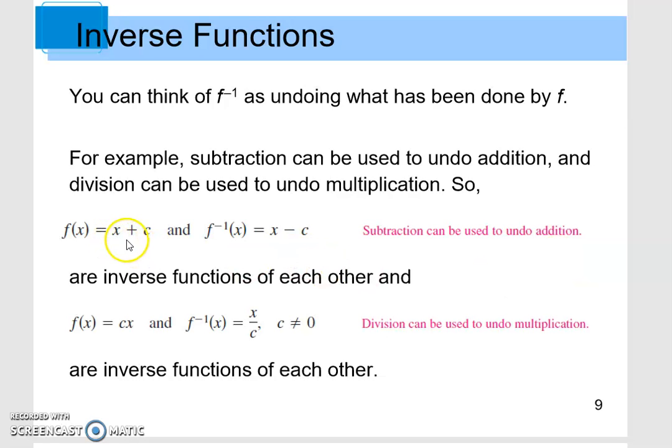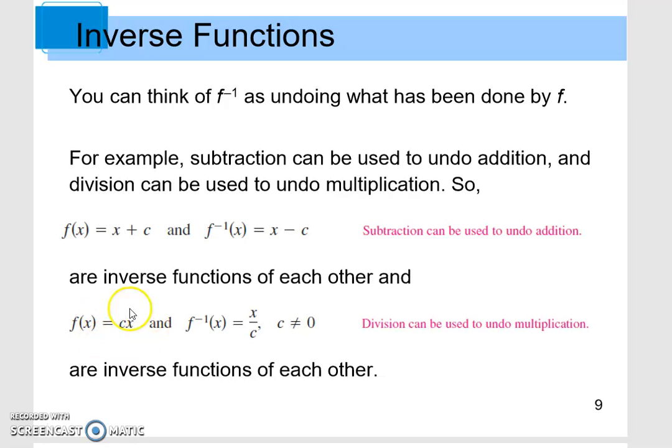So if we start off with something general, like f of x equals x plus c, where c is just some kind of constant, then f inverse would simply be equal to x minus c. And likewise, if we have f of x equals cx, where c is a constant, preferably non-zero, then its inverse would be x over c.